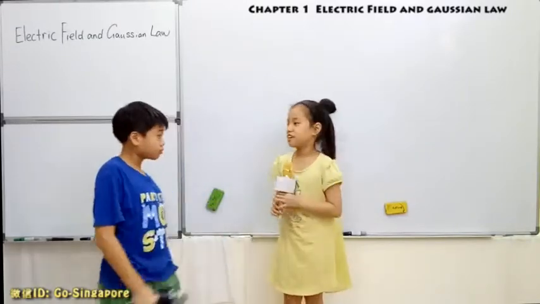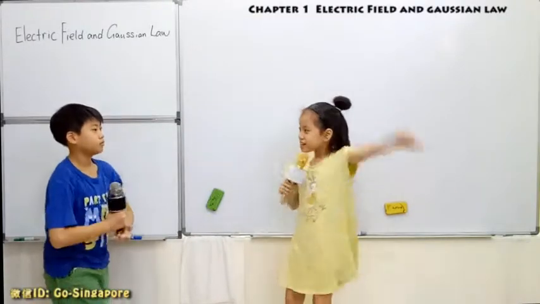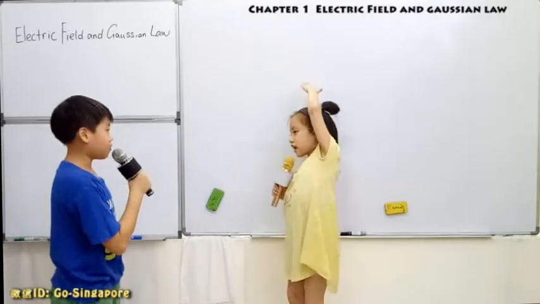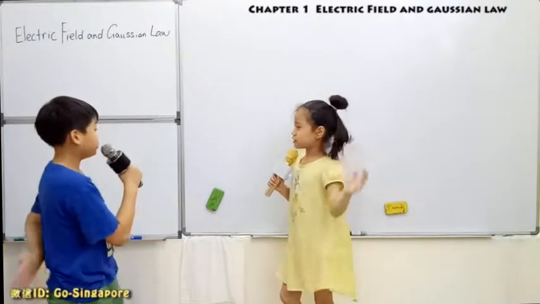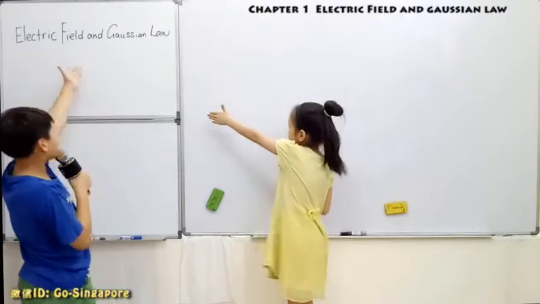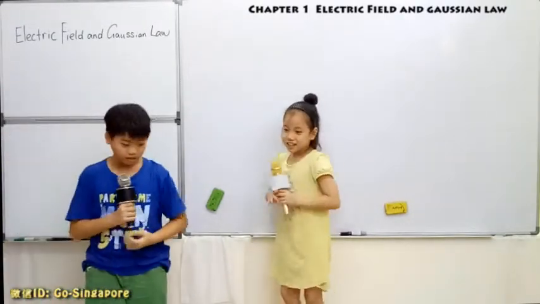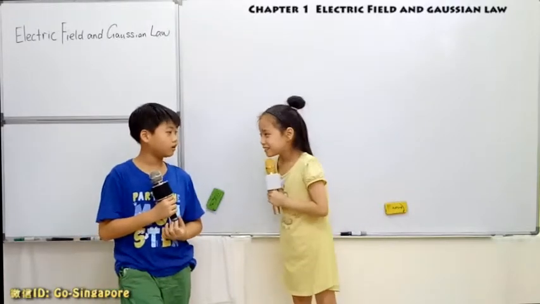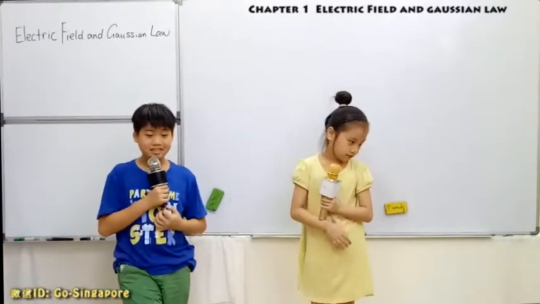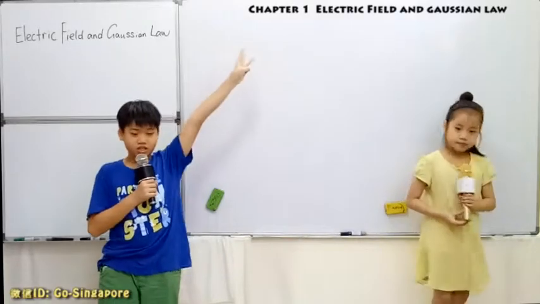Primary School. Now we'll continue with Electromagnetic dynamics. Okay, so chapter 1. Electric field and Gaussian law. Okay, what did we learn last lesson? So last lesson, we have learned 3 things.